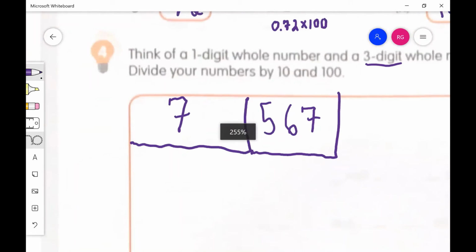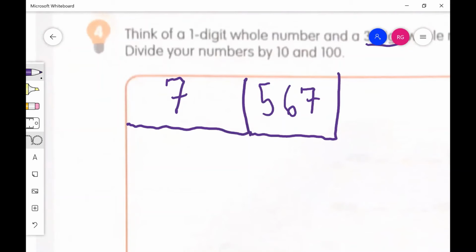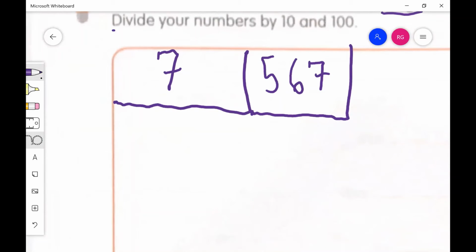All right, and it says to divide your numbers. Okay, we're just going to divide your numbers by 10 and 100. So right here, 7 divided by 10. All right, and then figure out what that is. You need to write your own numbers. So these are my numbers. You need to do your own. Okay, so 7 divided by 10.